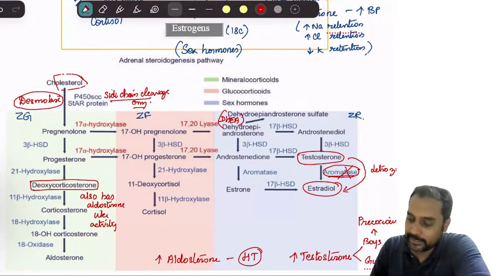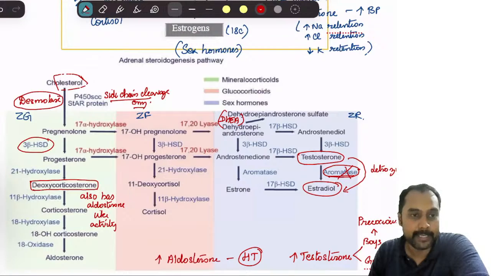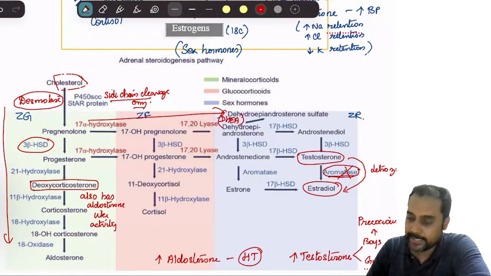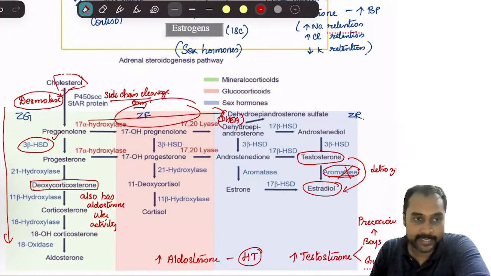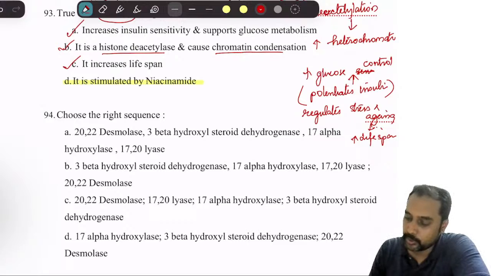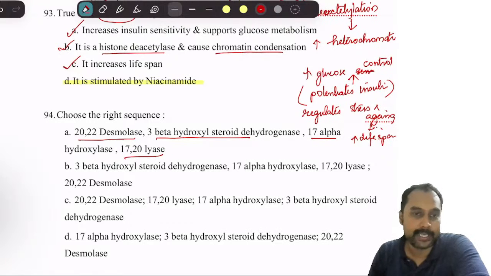Okay. And then we have the 3-beta hydroxysteroid. In this question, it has to go in this direction or it has to go in this direction. We are going in this direction. Okay. So from desmolase, it's 3-beta HSD. Then it is 17-alpha hydroxylase. Then it is 17-20-lyase. This is what has been asked in this particular question. So 20-22 desmolase, 3-beta, 17-alpha, 17-20-lyase.